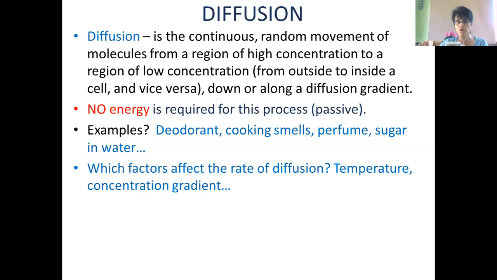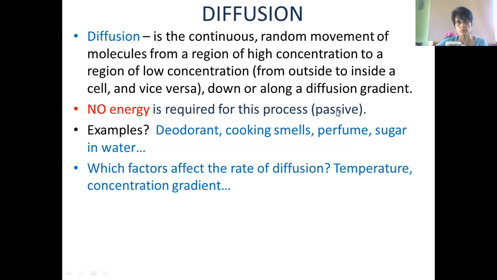The same as when I add sugar. If I put sugar in my tea, I'd have to wait quite a while for those sugar molecules to diffuse evenly through my tea so that I can drink it. But what do I do? I speed up the diffusion rate by stirring with a spoon. All right, so diffusion is a passive process.